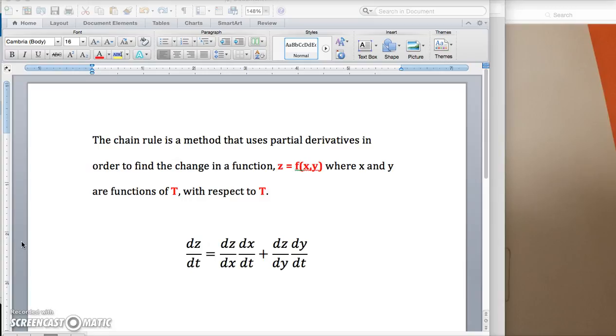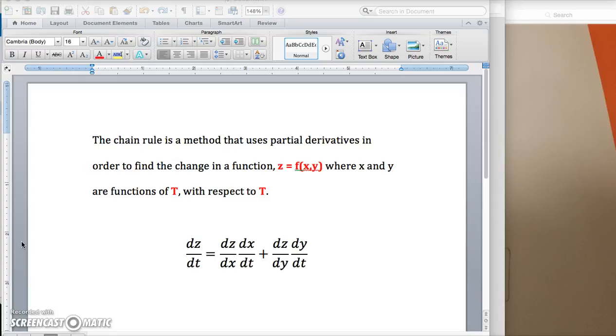The chain rule is basically a method that uses partial derivatives in order to find the change in a function z equals f of x, y, where x and y could also be functions of t, with respect to t. You want to find the change in the original function z with respect to t when the original function z is described by x and y.